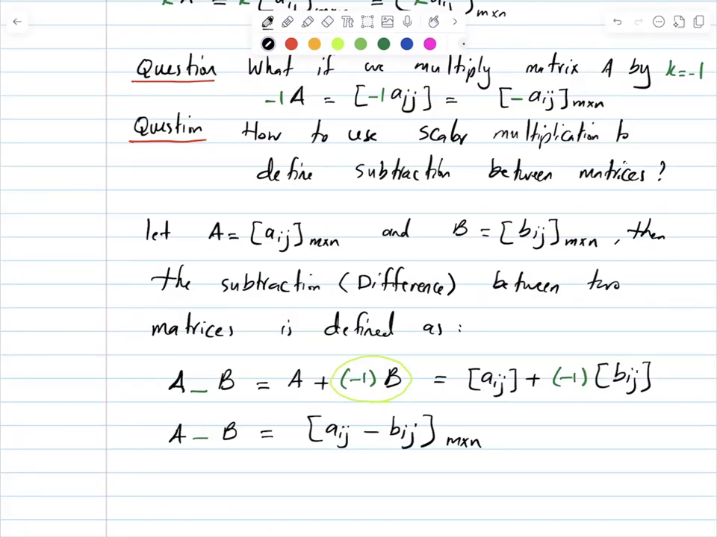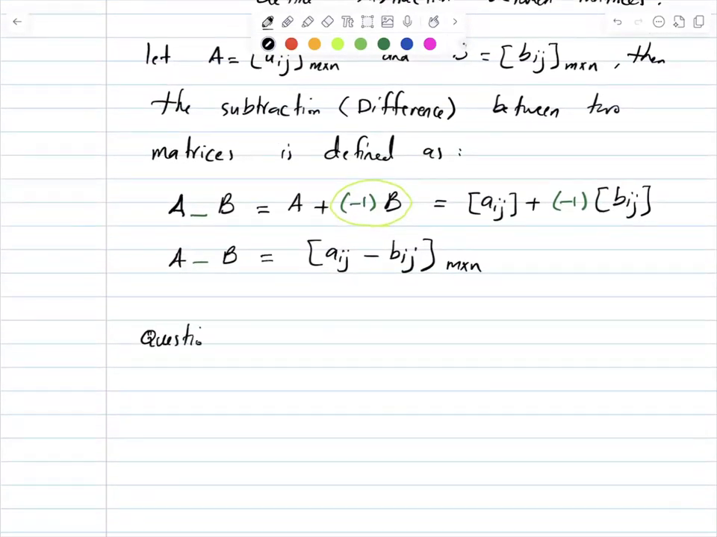Now the question is, if I subtract the same matrix from itself, what is the result? So question for you. What is the result of A minus A? If I subtract a matrix from itself, what do we get out of it? Please type in the chat. What is the mathematical object that you're going to have? Very good. The result is not number 0. The result is matrix 0.